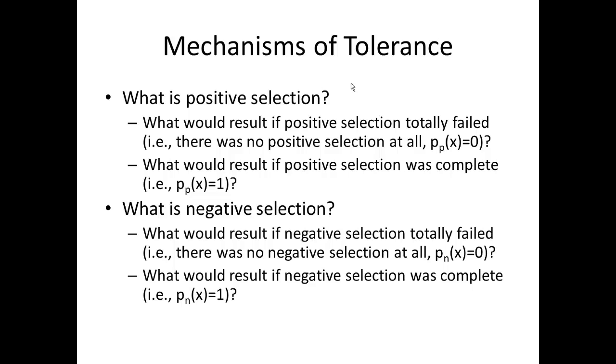What would result if negative selection completely failed? That is, there was no negative selection at all. Then all the T cells that had survived positive selection would just merrily waltz right through the thymus, and they would get out, and that would include a large segment of the population of T cells that are autoreactive, and they would get into the periphery and could potentially cause autoimmunity.